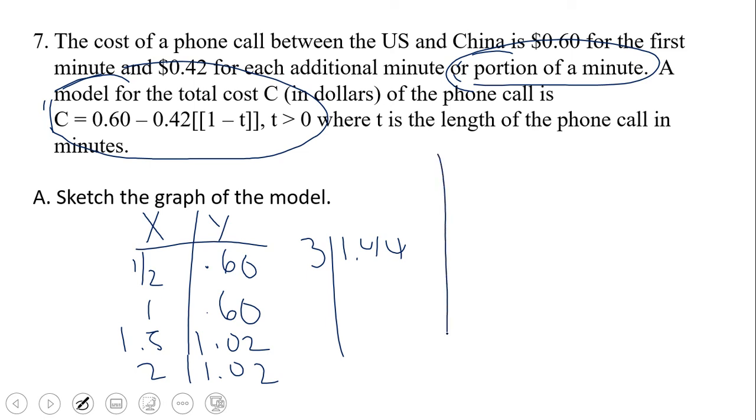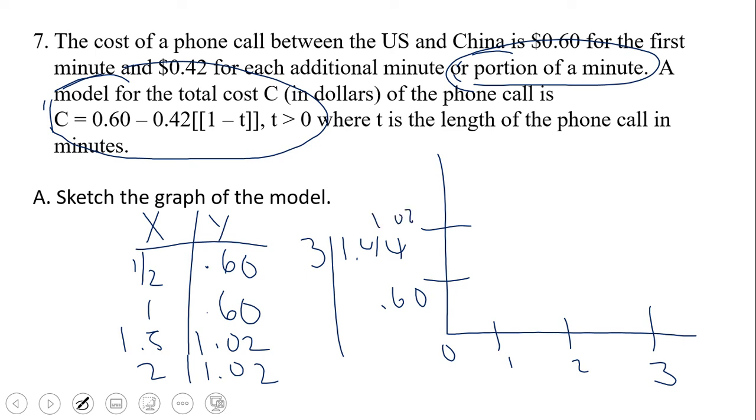So how do you make that graph? I'm only going to graph the first quadrant, because you can only have positive time and you can only have positive money. So this is 0, and then I'm going to consider just the first 3 minutes, and I'm going to make my steps as big as the y values that I found: 60 cents, $1.02, and $1.44.